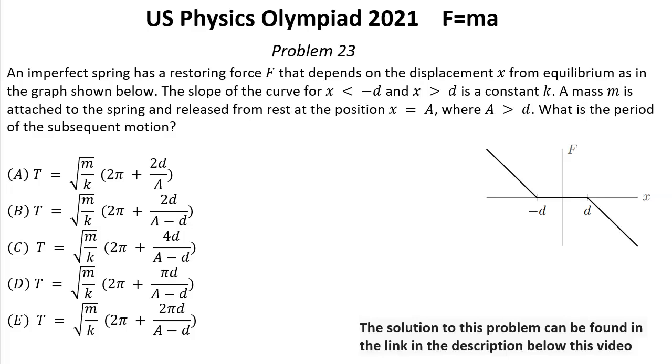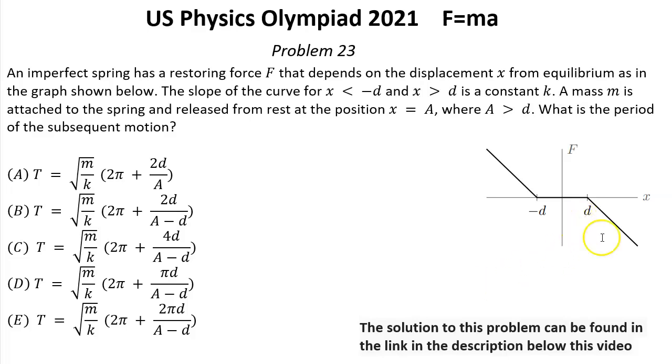The slope of the curve for x less than negative d and x greater than d is a constant k. A mass m is attached to the spring and released from rest at the position x equals a, where a is greater than d. What is the period of the subsequent motion? Solution for problem number 23.